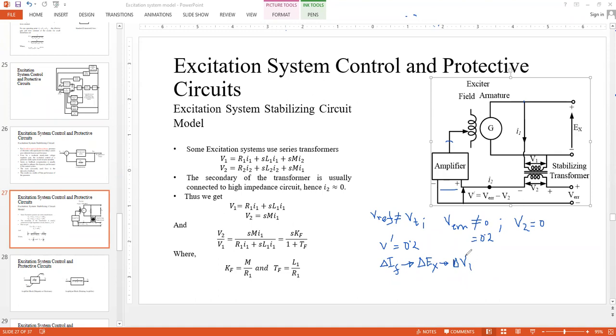Once you have this del V1, this means this del V is actually with respect to time. So this is actually dV1 over dt. Now you see that in the primary side, we have some change in voltage with respect to time. So the transformer primary will be excited. And accordingly, there will be some V2, which is not equal to 0.